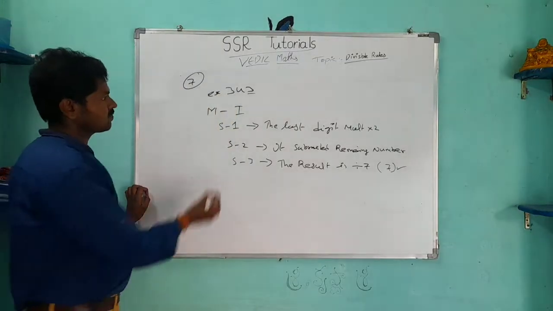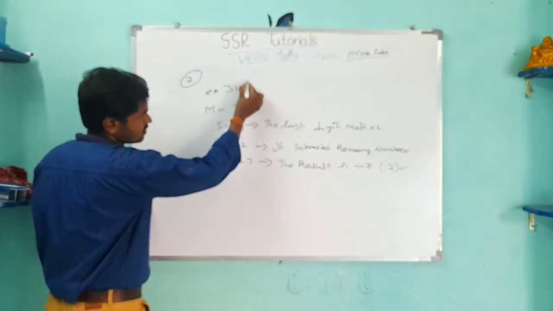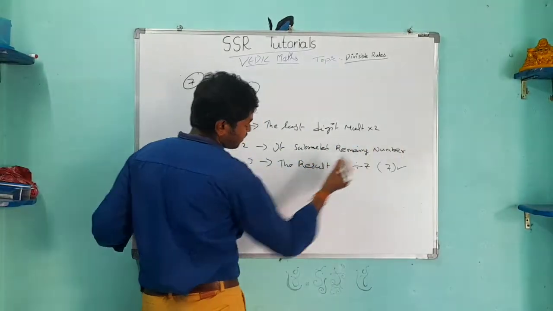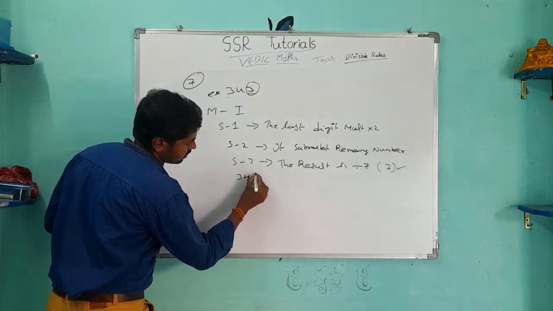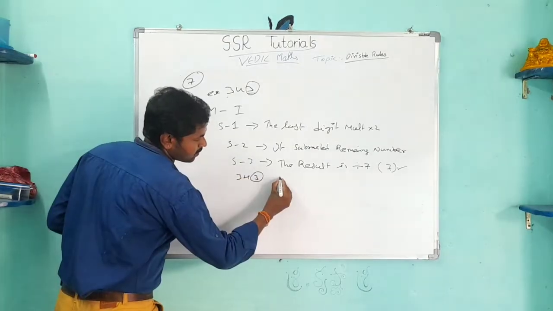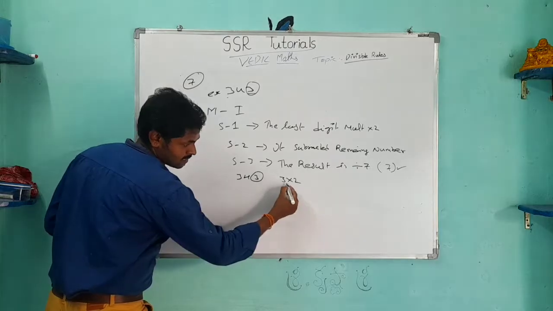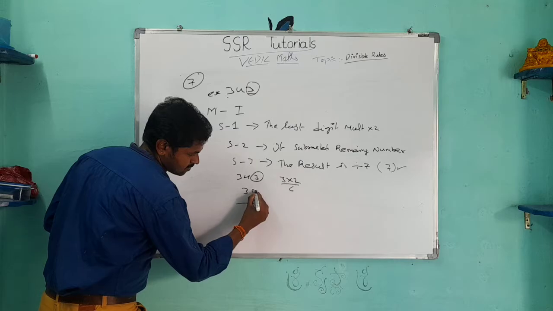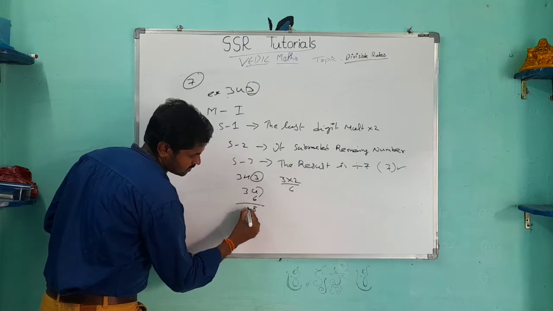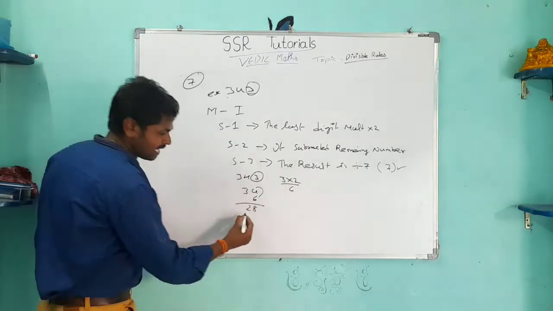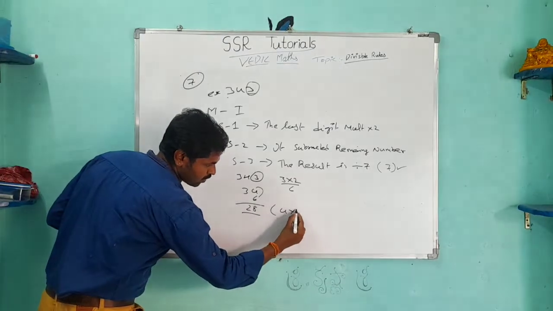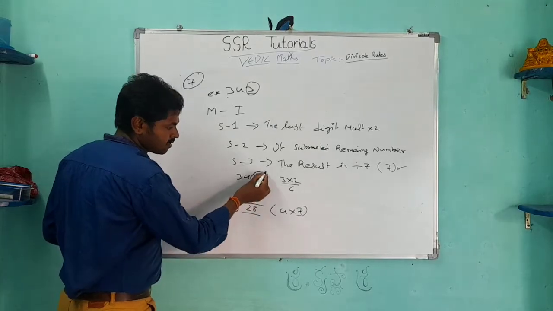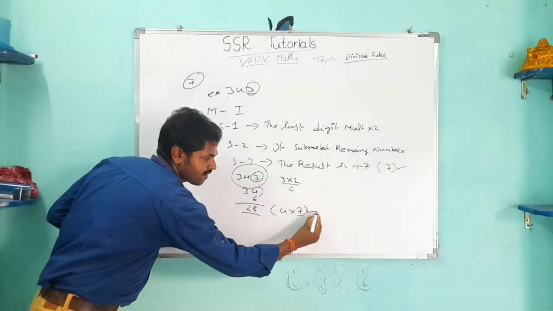Can we check it? First of all, 343. The last digit is 3. What is the first step? Multiply the last digit, 3, by 2. What is that? 6. 34 minus 6 is 28. 28 is 4 times 7. So 28 is divisible by 7, and 343 is also divisible by 7.